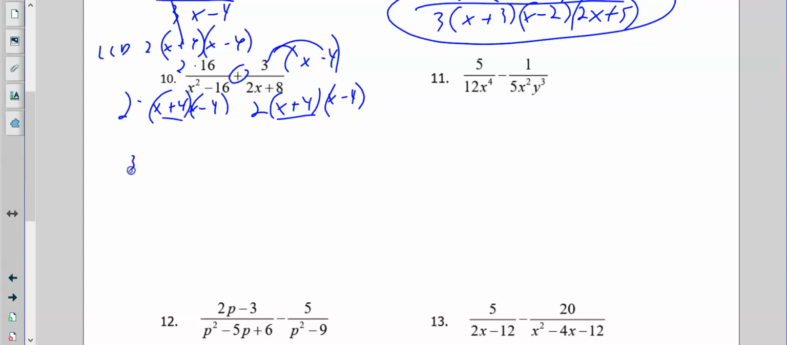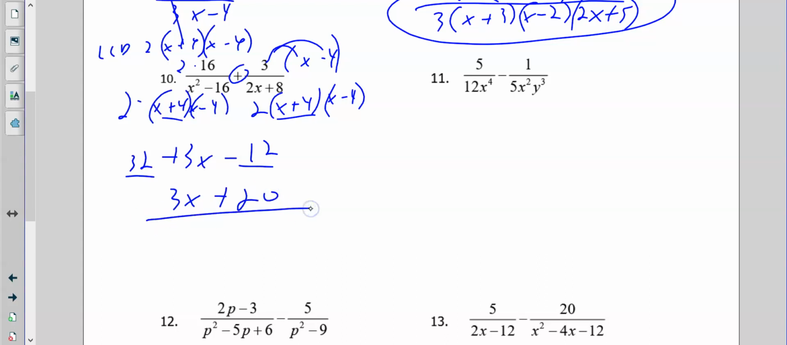So 2 times 16 is 32, plus 3 times x, plus 3 times negative 4, which is negative 12. I'm going to join like terms and get 3x. 32 minus 12 is 20. Can't do anything else there. No factoring. If it was 21, I could take a 3 out, but I can't. And that leaves me with my x plus 4 times 2 times x minus 4 on the bottom. Finito.